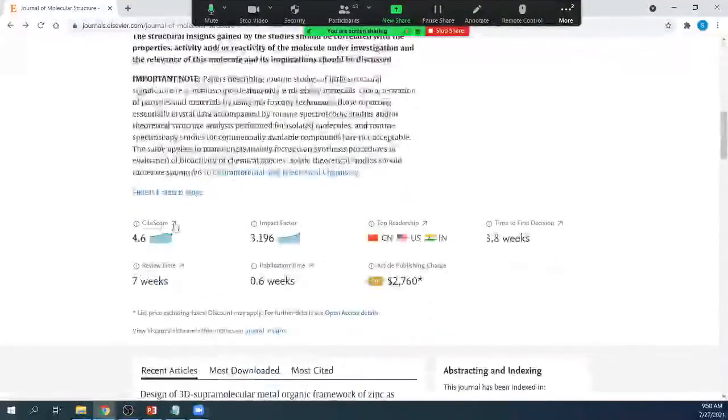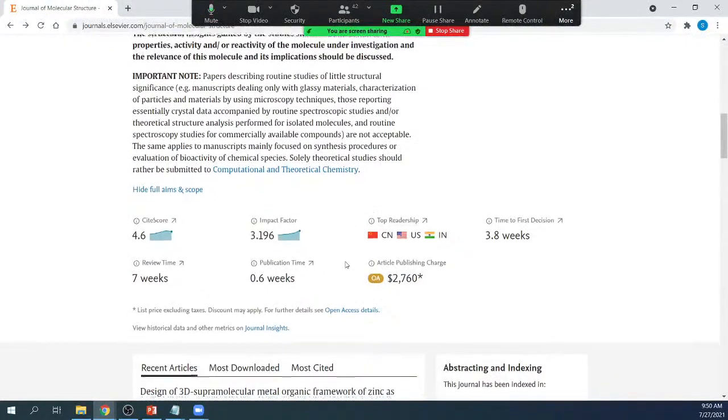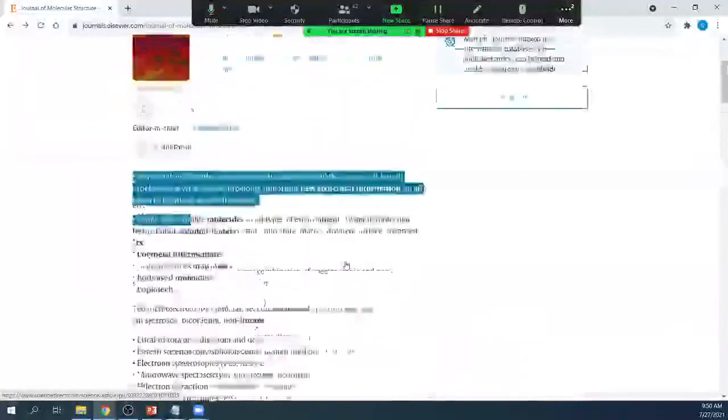You also have information about journal metrics. You have the information about the CiteScore. You have the information about the impact factor. You also have the information about what the average review time is. On average, how long it takes for your manuscript to be reviewed by other experts in your field. And there is also some other useful information here.